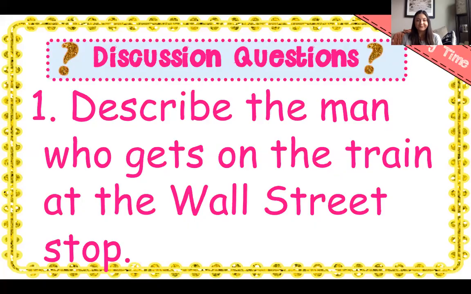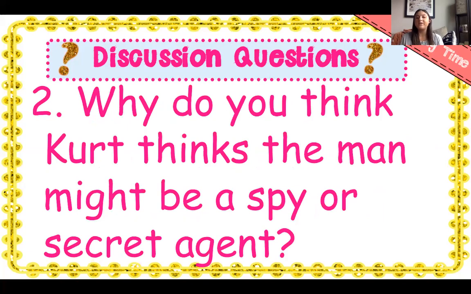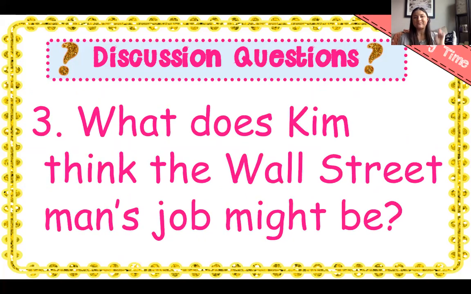Okay, question number 1. Describe the man who gets on the train at the Wall Street stop. Think about what he looked like. He was in a nice suit. He had a red tie. He was carrying a briefcase with all of his things. Question 2. Why do you think Kurt thinks the man might be a spy or a secret agent? Sometimes when people are in a black suit, that makes me think about being a secret agent. Question number 3. What does Kim think the Wall Street man's job might be? Kim thinks that he might be a banker.